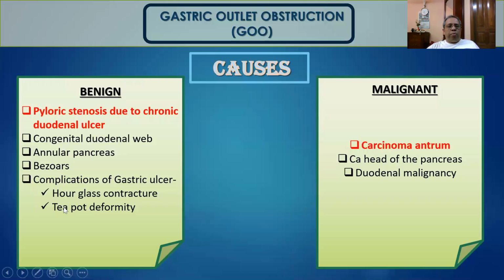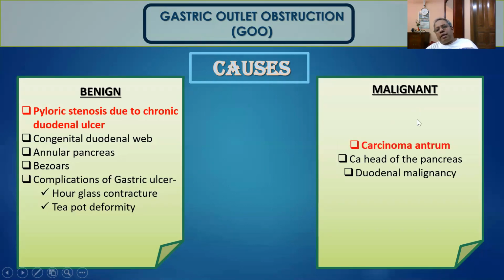Another truly important thing, which most students don't answer, is the complication of gastric ulcers, like hourglass contracture and teapot deformity. Those two things are very interesting. I will describe them elaborately in the next slide. It is very important, though not common, and may present as gastric outlet obstruction.